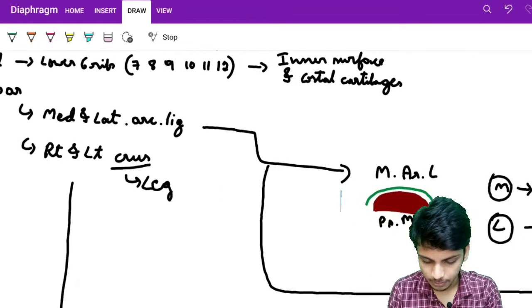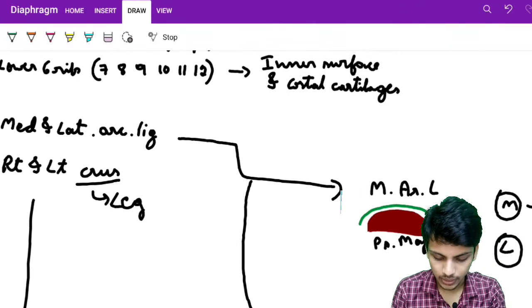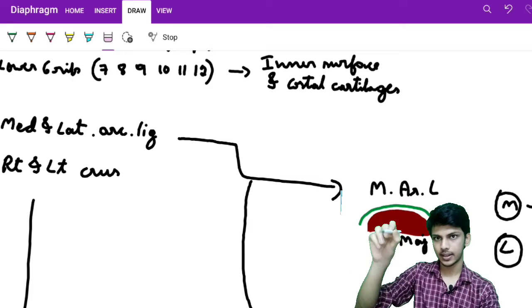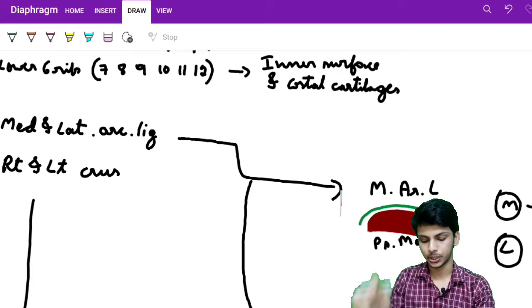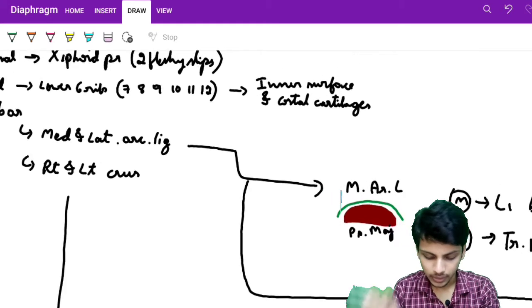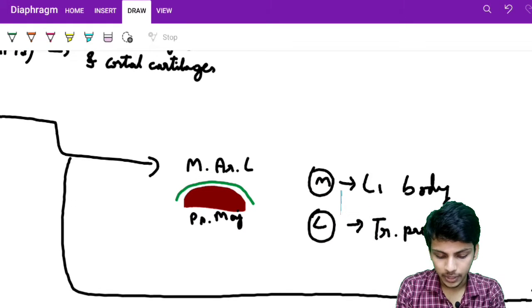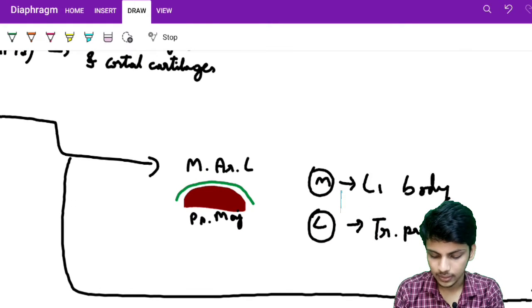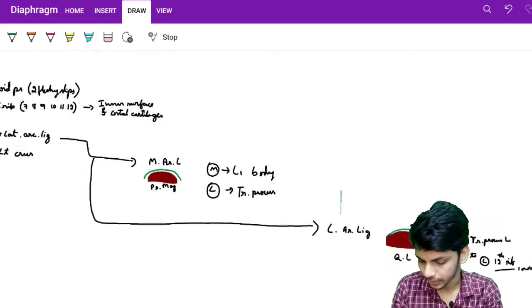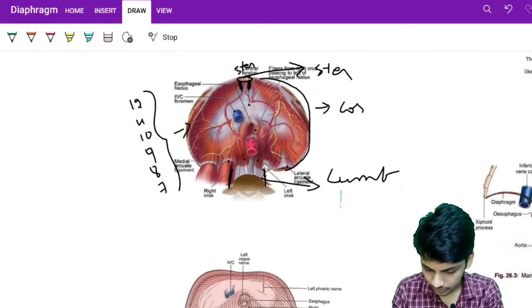We'll be discussing the medial and lateral arcuate ligaments here. Arc, you know that, right? Arc is basically something with a shape like this. So the medial arcuate ligament and the lateral arcuate ligament. The medial arcuate ligament, I'll just show you a diagram, it would be easier. You can see here, right? Oh, sorry.